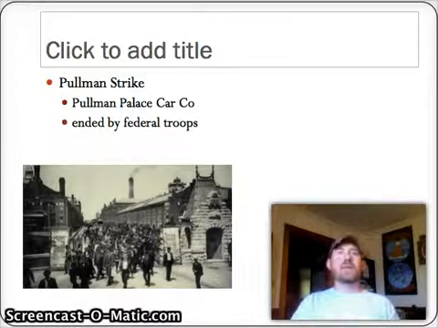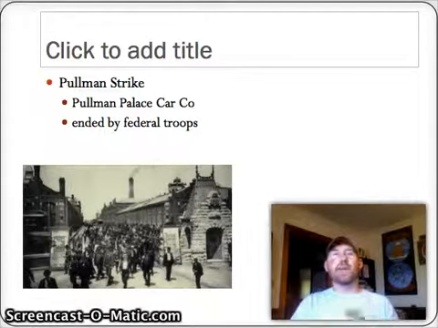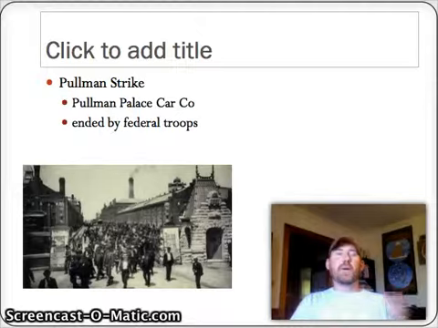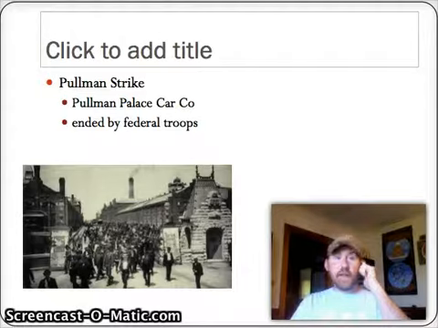But the difference with them is that they lived in what's called a company town, in which all the places in which they bought goods were owned by the company as well. So while they were making less and less money, they were having to give it back essentially to the company by buying their goods. So they go on strike.